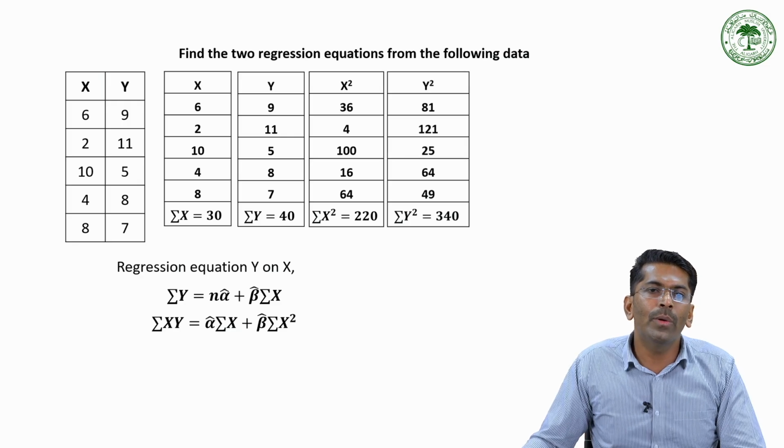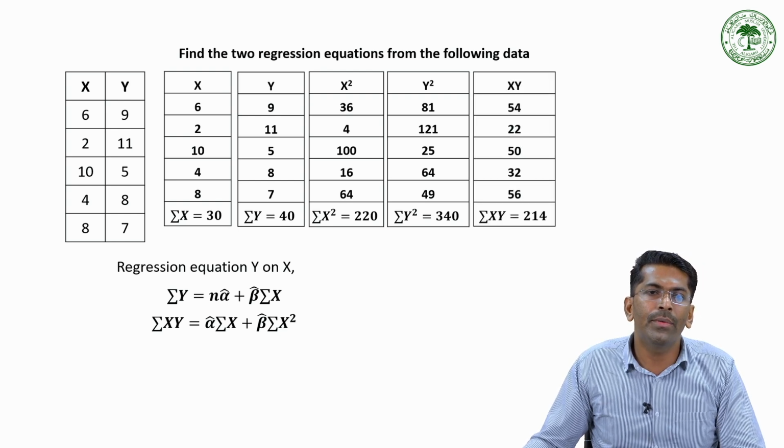And then sum of y square: 9 square is 81, 11 square is 121, and so on, and adding all these values together, sum of y square is equal to 340. Then x and y I have multiplied here: 6 into 9 is 54, 2 into 11 is 22, and accordingly the remaining values also, and the sum of xy is equal to 214. Now by using this regression equation, I am going to substitute all these values here. Sum of y is equal to 40, and how many observations do we have here? We have 5 observations, so n is equal to 5.